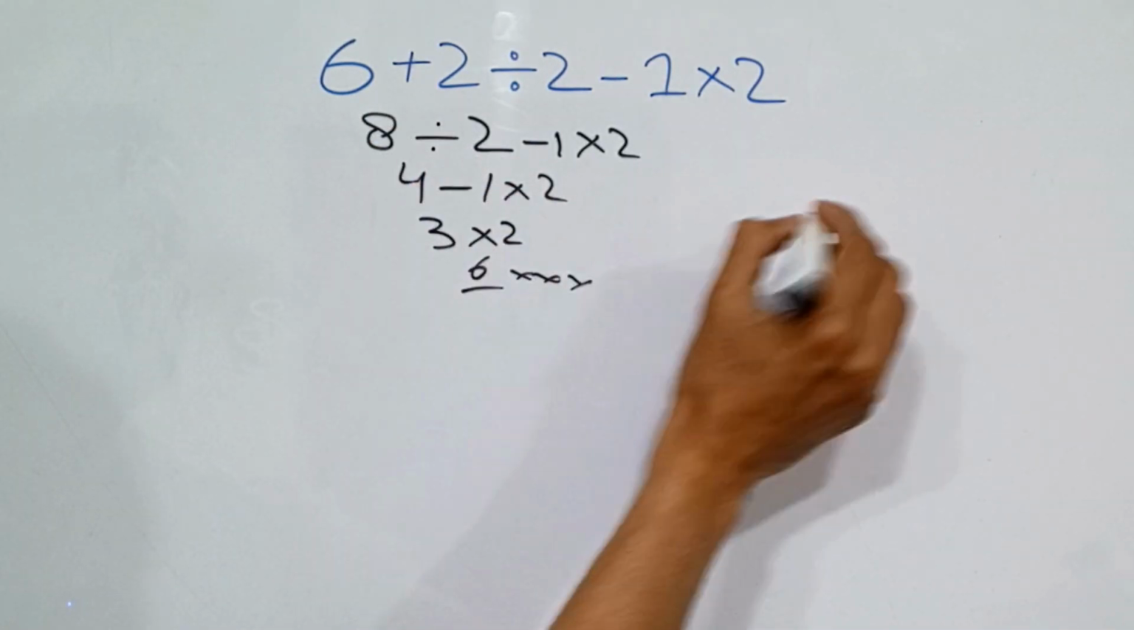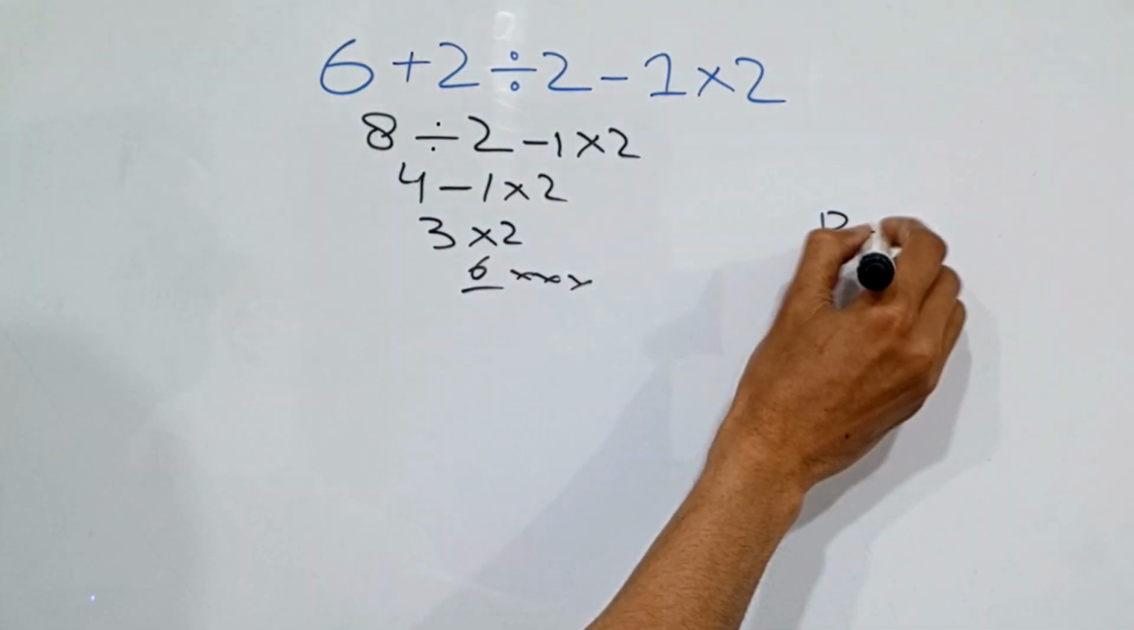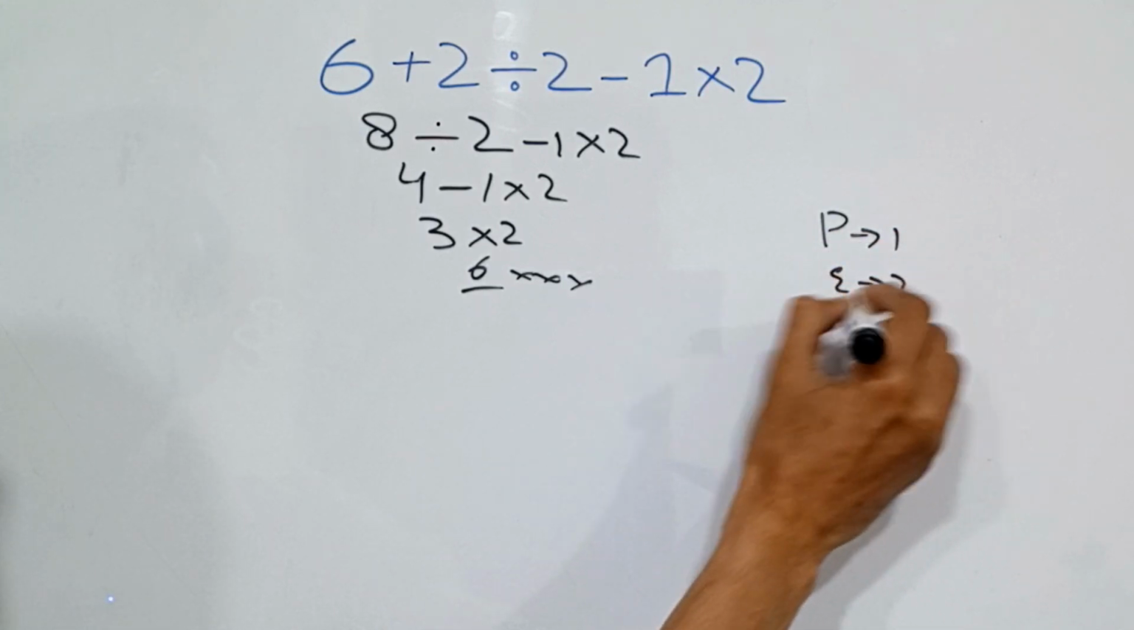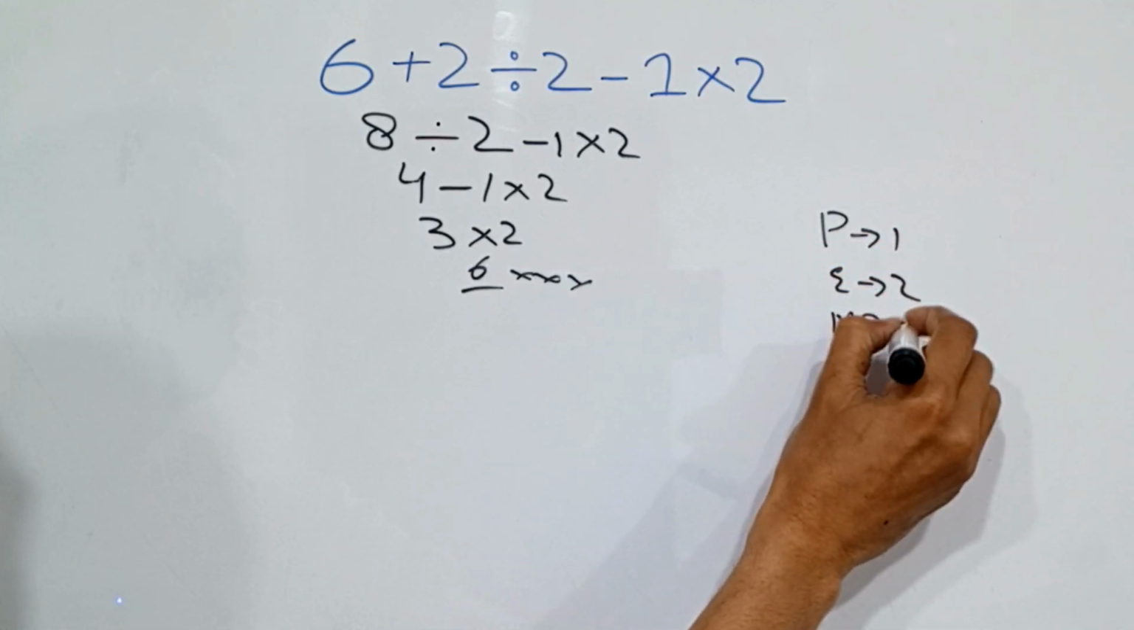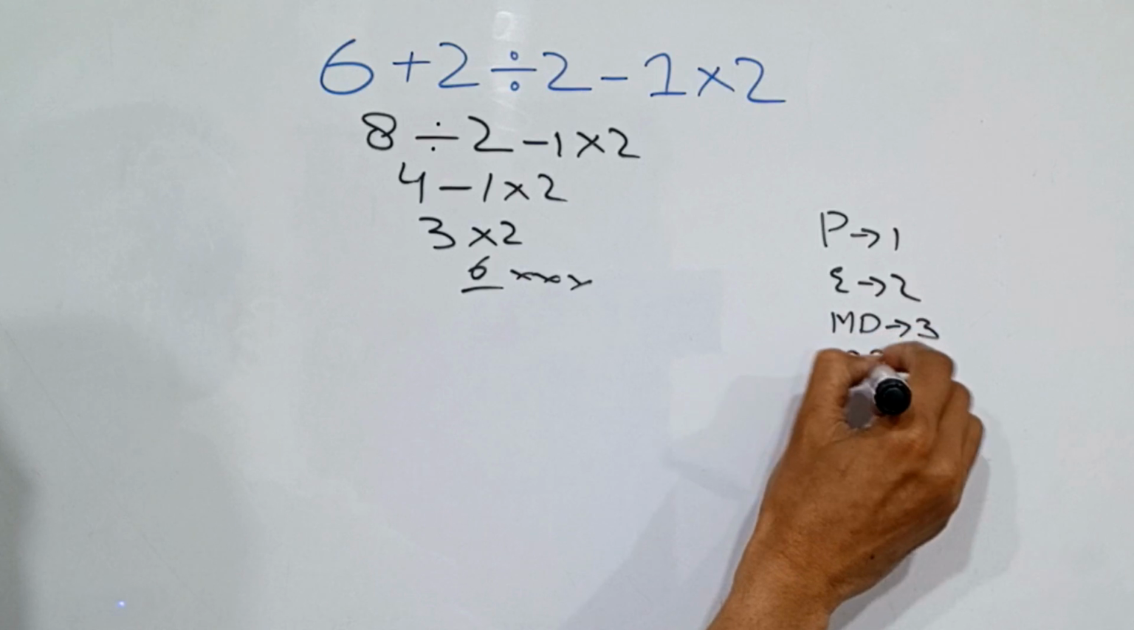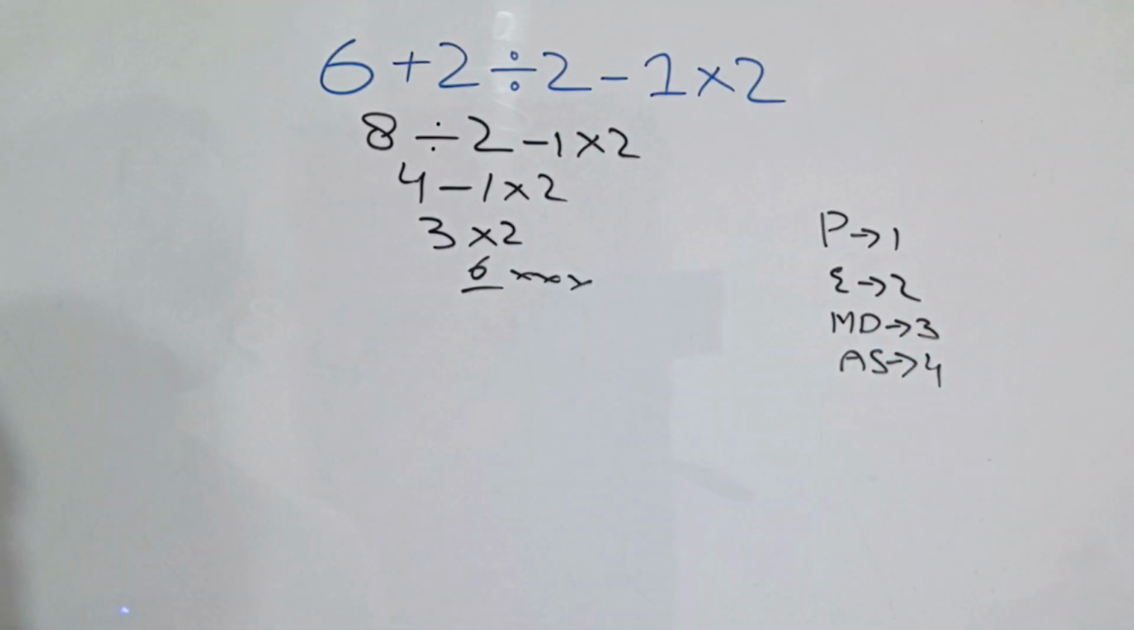We use the PEMDAS rule. Parentheses first, exponents, then multiplication and division from left to right, then addition and subtraction from left to right.